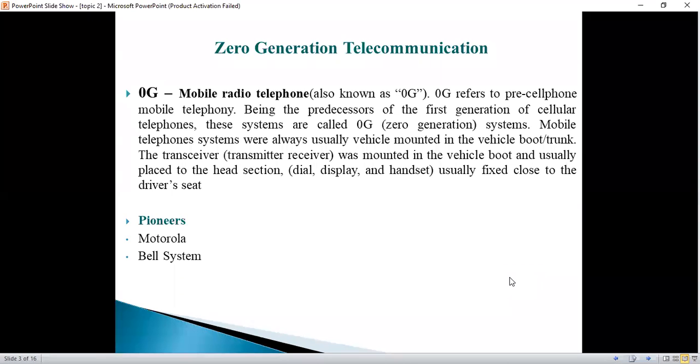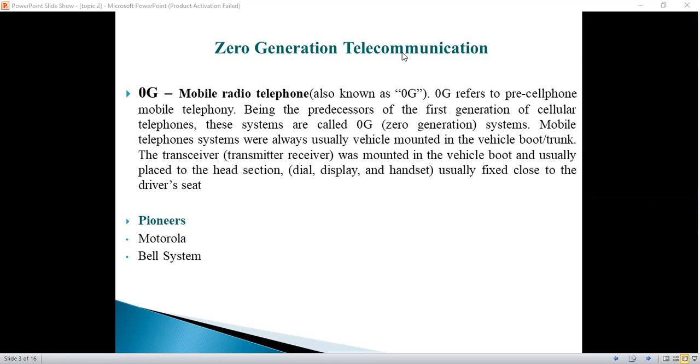Now, as 1G was introduced as the first generation of cellular telephones, you can say cellular technology was introduced. So the previous generation was known as zero generation. Fine. So what kind of technology it was, we will be learning over here.